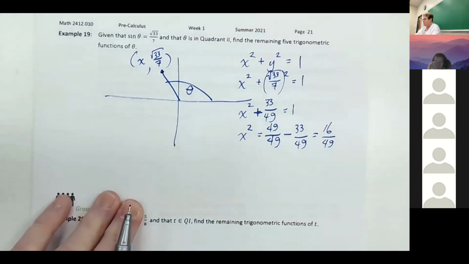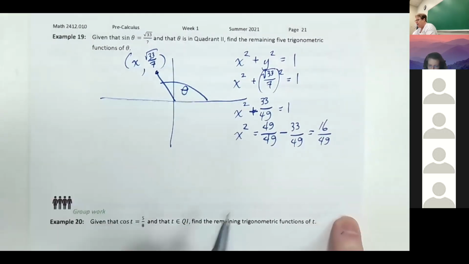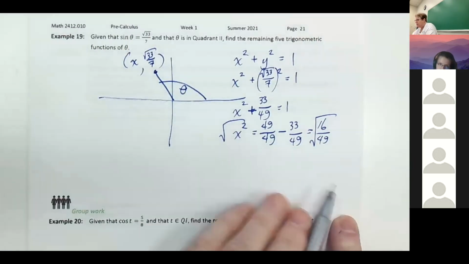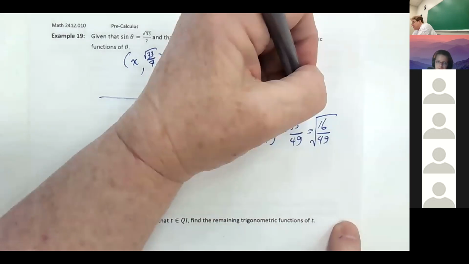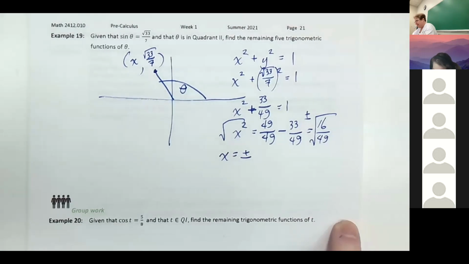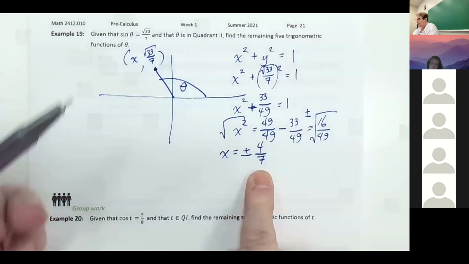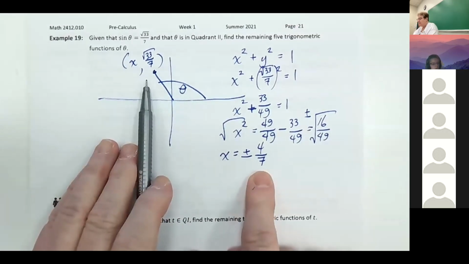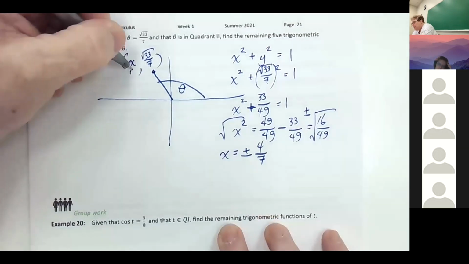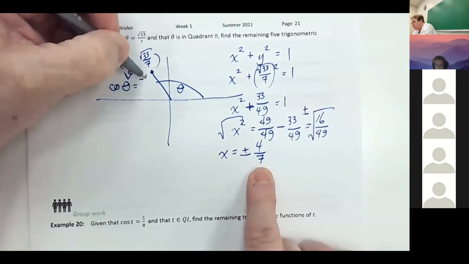And that's really nice because we can take the square root of that number and not get an irrational number with no square roots. And what do we have to put in if we're taking the square root of both sides of an equation? Awesome. So we get x is equal to positive or negative 4 over 7. My bad, I wasn't paying attention. I apologize. We're in quadrant 2. Is x positive or negative in quadrant 2? Good. So that means the cosine of theta will be negative 4 over 7.